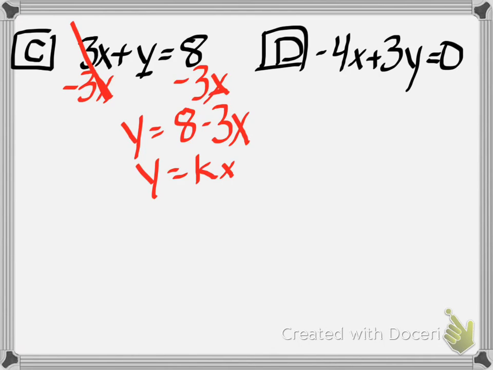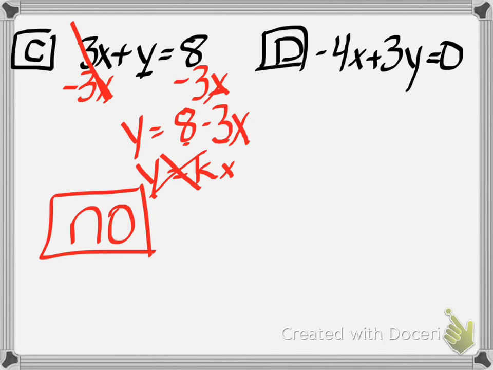What would the k be? I have two different numbers. Doesn't make any sense. So the answer to this is no, because it doesn't have y equals a number times x. I have this extra 8 in here, and that's the problem. Let's look at example D.